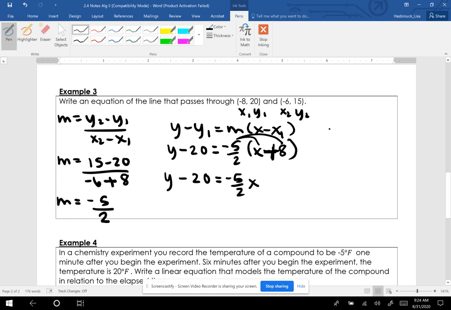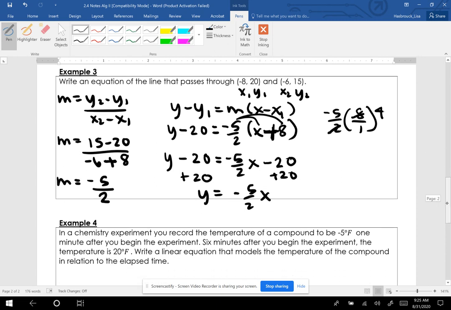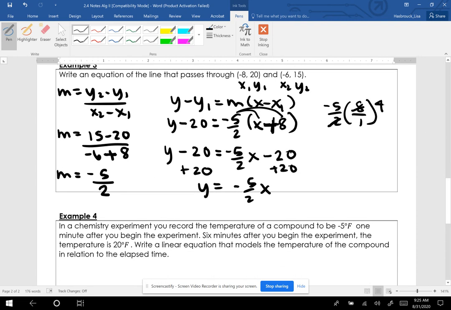So I get y minus 20 equals negative 5 halves times x is negative 5 halves x. For negative 5 halves times the 8, I'm showing my work on the side here. I can cross reduce if I want. 2 goes into 8 4 times. So I get negative 5 times 4, which is negative 20. Now I'm going to add the 20 to each side to get y equals negative 5 halves x. These cancel out. That's why I didn't put a plus anything here. If it makes you feel better, you could put a plus 0, but you really don't need that. And that's it for that problem. We have our equation.